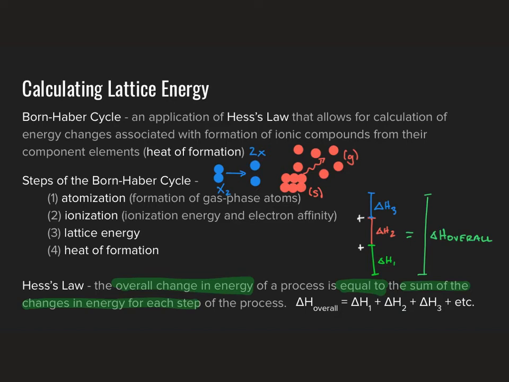So we'll take those gas phase ions we formed in step 2, and we'll bring them together into a crystalline lattice in step 3. And the other part of the Born-Haber cycle, which is really what makes this thing a cycle in the first place, is a heat of formation step. Again, we define heat of formation as the formation of 1 mole of a species from the elements which it's composed of in their native states. So on the next couple of slides, we're going to take a look at an example of a lattice energy calculation together.